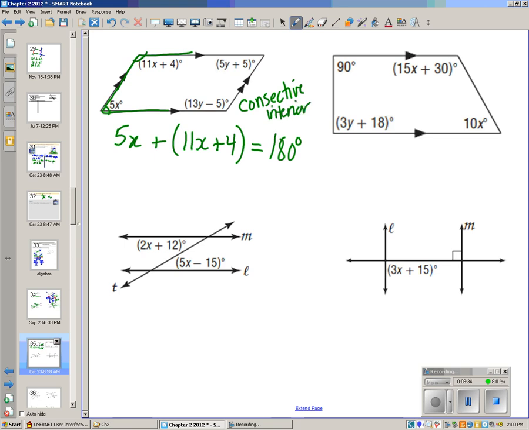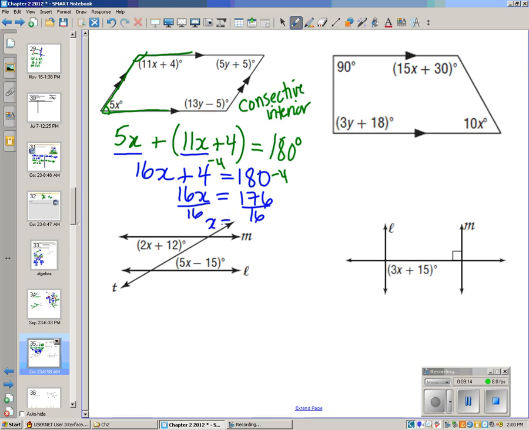So how can I combine these things? 5x and 11x makes how many x's? 16x. I need to get rid of this 4. It's like saying 16x plus 4 is 180. Subtract 4 from both sides so you get the x's on one side and the numbers on the other. So you get 16x equals 176, divided by 16 on both sides. So what is x?